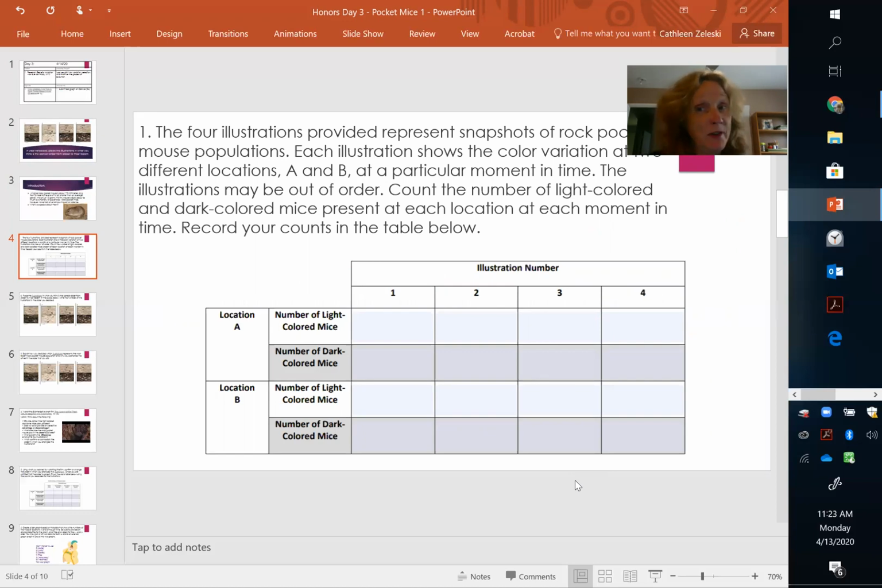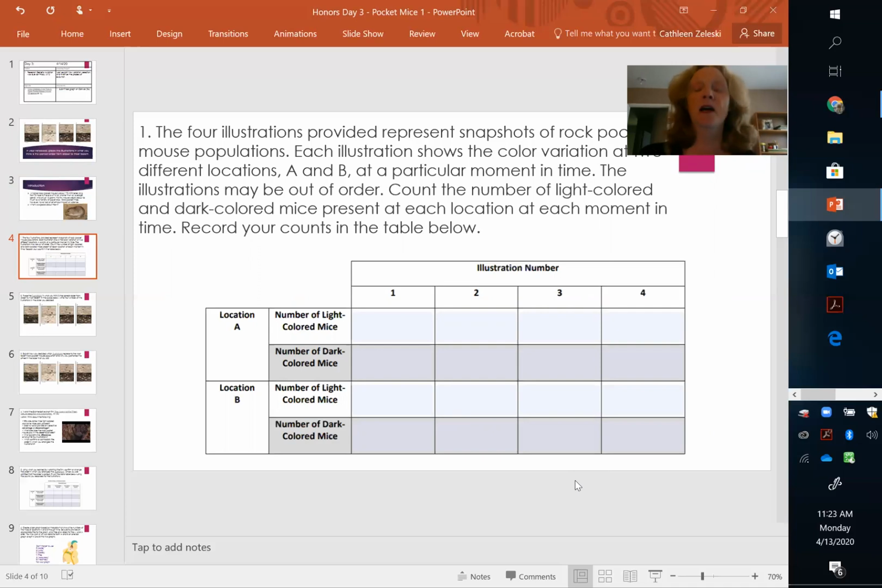So that's what you were figuring out. If you didn't realize it before, stop the video, go back and redo that. Each illustration shows the color variation at different locations, A and B, at a particular moment in time. The illustrations may be out of order. You were to count the number of light and dark mice represented at each location at that specific time frame. Then we're asking you to record those right here in this 1, 2, 3, and 4 time frame.